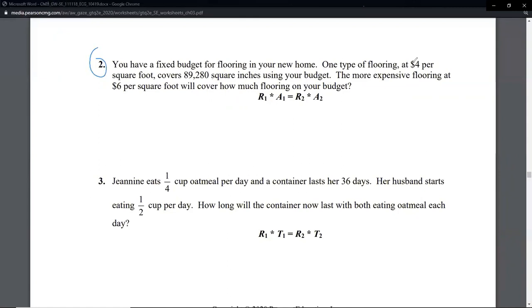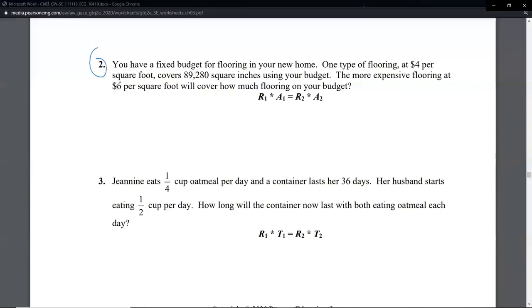But you go, well, I like the $4 per square foot, but this $6 per square foot, this fancier, more expensive one also looks really nice. And they say, well, how much flooring would you actually be able to cover on your budget? So on our budget, they didn't say how much money we have, but we know that we can cover this much volume of flooring, if you will. And again, that's a poor name for that, which is why I said it so exaggeratedly, because it's a true surface area, or just area, if you will, but we can call it a quote volume for the concept.